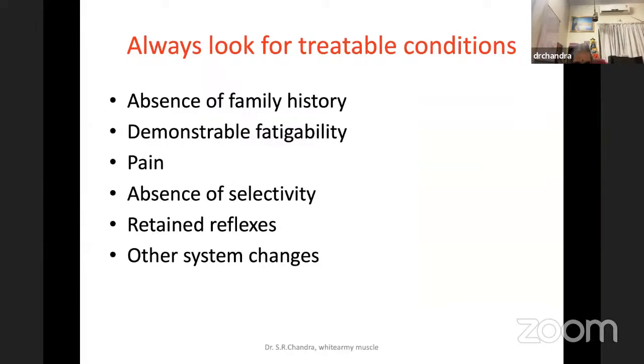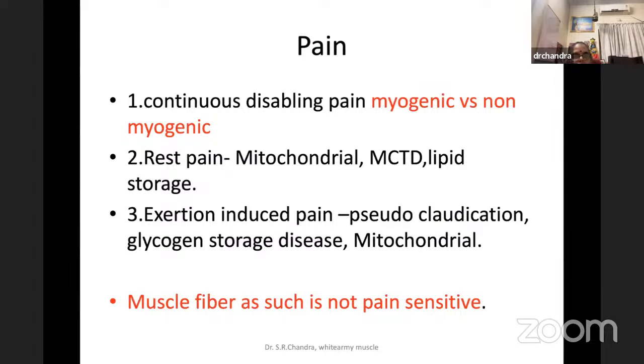And retained reflexes. In most of the muscle diseases, ankle jerk is retained, but other reflexes are suppressed. If all the reflexes are retained, you will think of thyrotoxic myopathy, calcium metabolism, magnesium metabolism, renal tubular acidosis, those conditions presenting with muscle weakness, they have retained reflexes, parathyroid adenomas. And presence of other system changes also indicates a reversible muscle disease. So absence of family history, demonstrable fatigability, presence of pain, absence of selectivity, retained reflexes, and other system changes should motivate us more to look for a reversible cause.